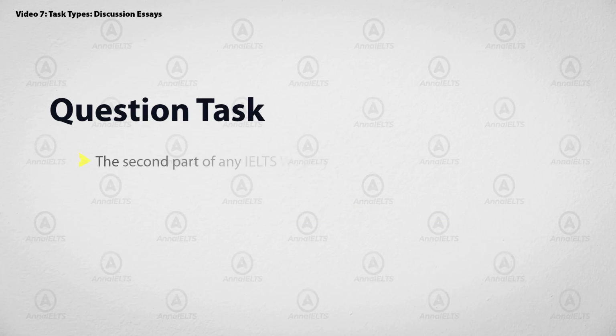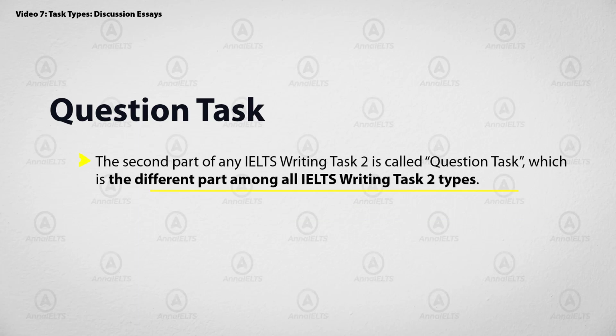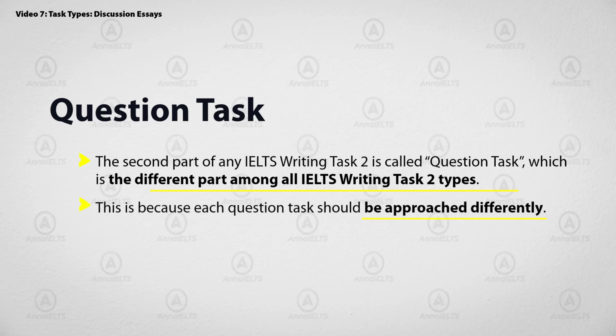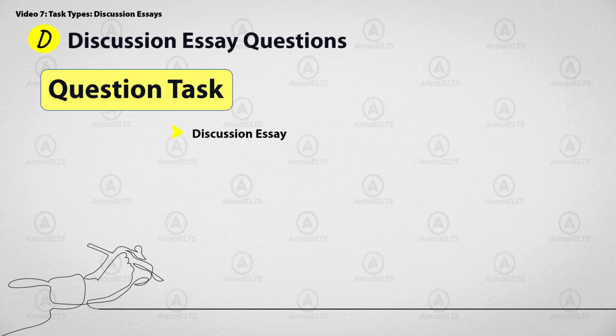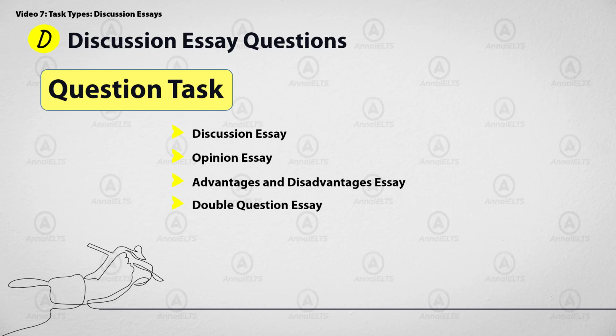Question task. The second part of any IELTS writing task 2 is called the question task, which is the different part among all IELTS writing task 2 types. This is because each question task should be approached differently. By analyzing question tasks in many different IELTS writing task 2, we were able to group them into 5 different categories: discussion essay, opinion essay, advantages and disadvantages essay, double question essay, mixed design essay.